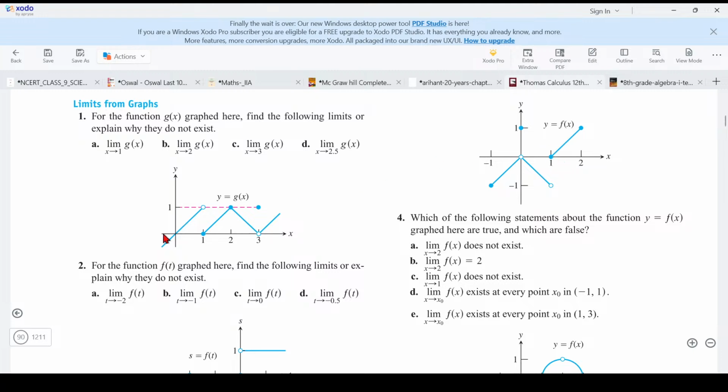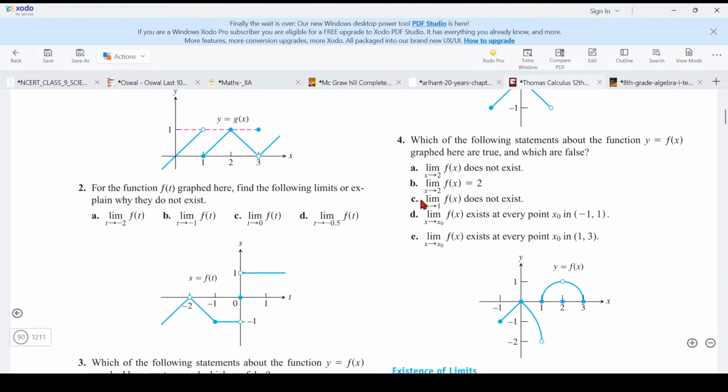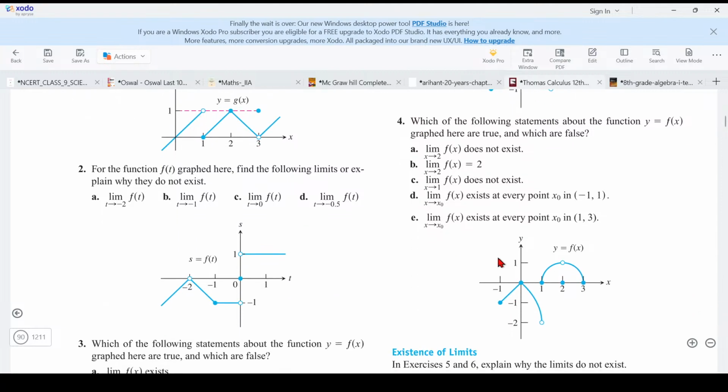So the limit does not exist. Exactly. See here, left hand side, you are reaching 1, and right hand side, you are reaching 0. Both are not the same. Here, left hand side, you are approaching 1, and right also, you are approaching 1. Now tell me, at 0 in this graph. From the left hand side, it will be 0. Right hand side, it will be 0 itself. Very good. So that's where the limit exists.